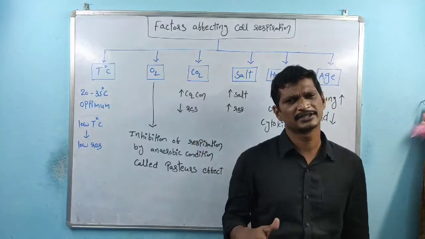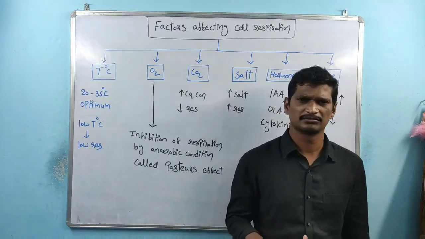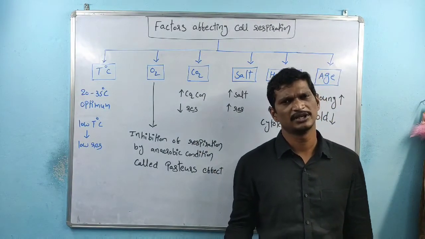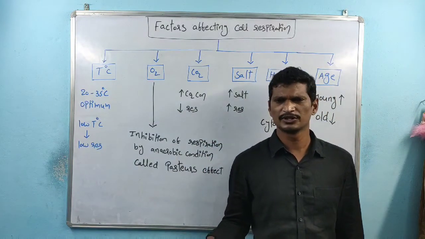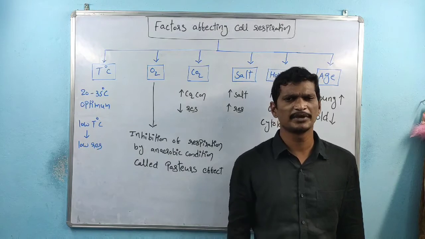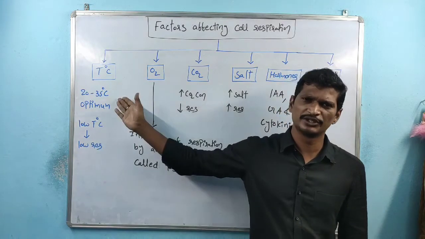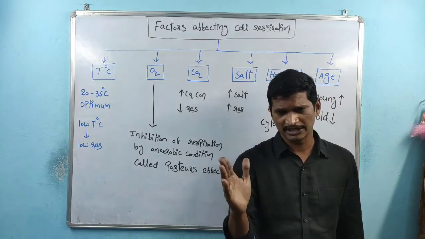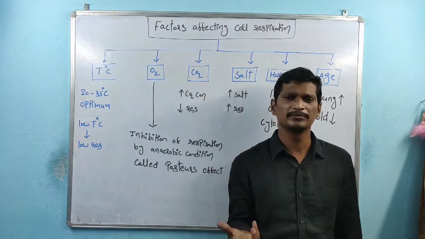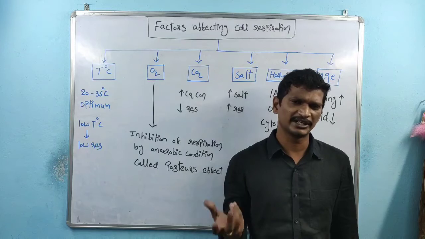At low temperature, enzymes are inactive, so there is a low respiration process. At very high temperature, again enzymes are inactive, so low respiration process. There is an optimum temperature, 20 to 35 degrees centigrade. At 20 to 35 degrees centigrade, the enzymes perform optimum activity.